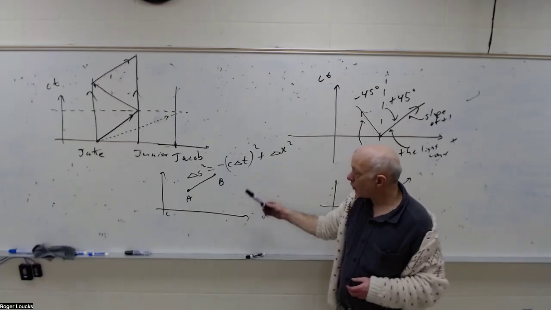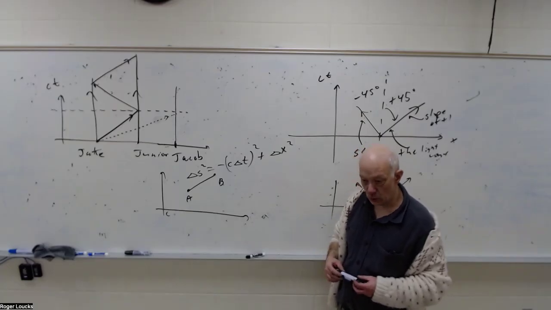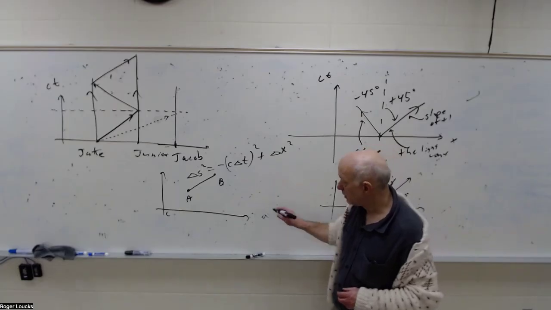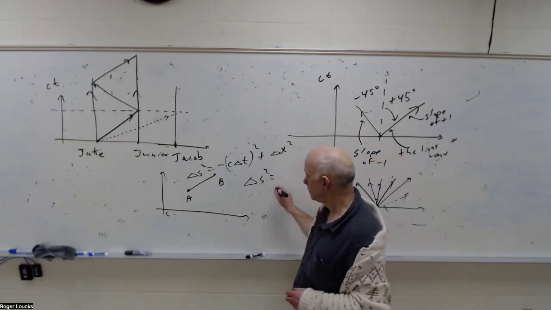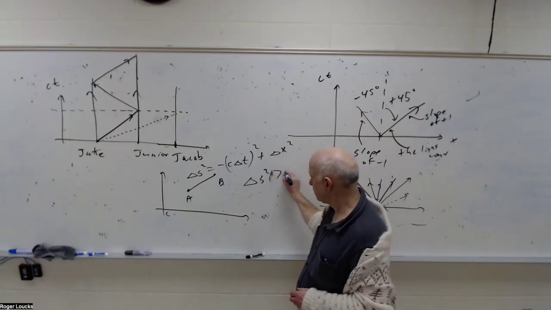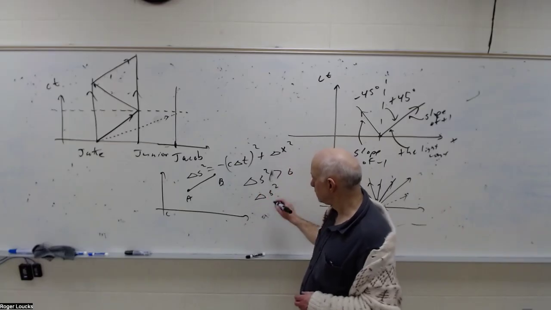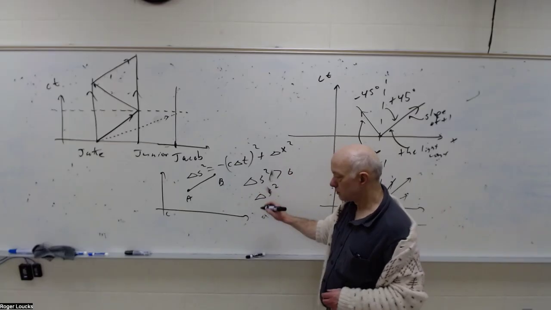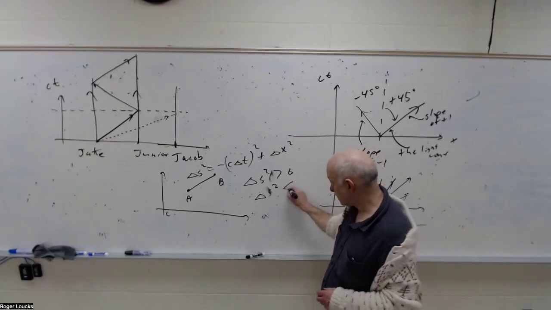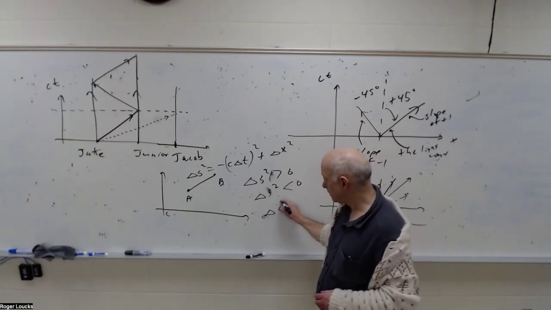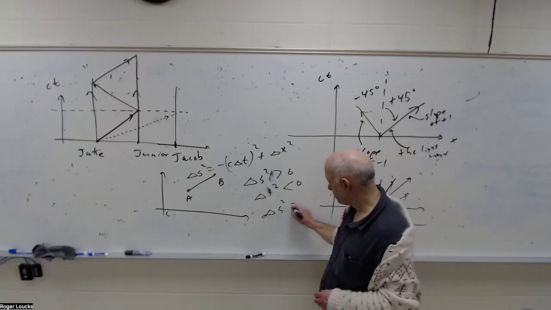There are 3 values that this can take. What are the 3 values that this delta S can take? Delta S can be positive. Delta S can be negative. And delta S can be 0.